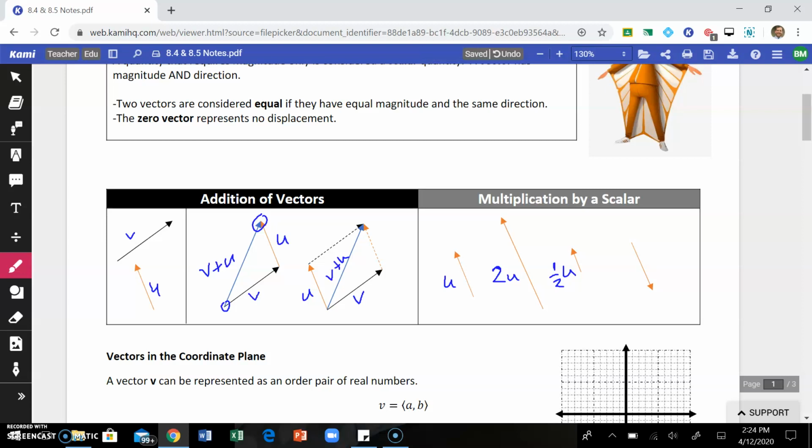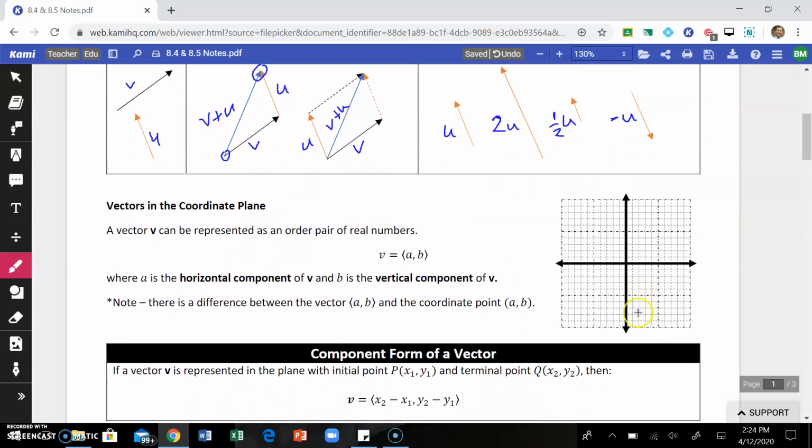And then notice this last one is going the exact opposite direction. It should be the same length as vector u, but it's the exact opposite direction, so that means that is the vector negative u. So a negative multiplication will just take the magnitude, keep it the same, and take the direction and make it go the exact opposite.